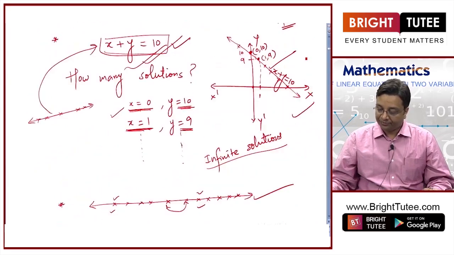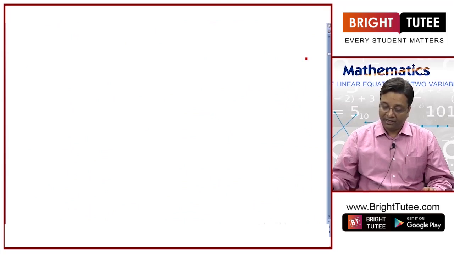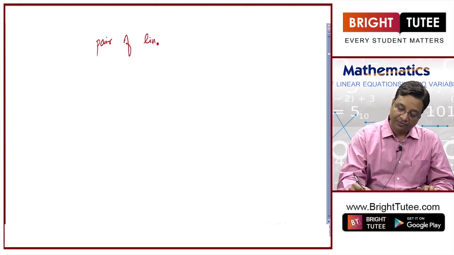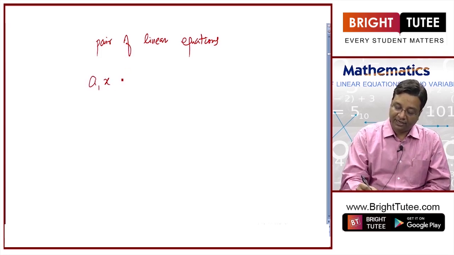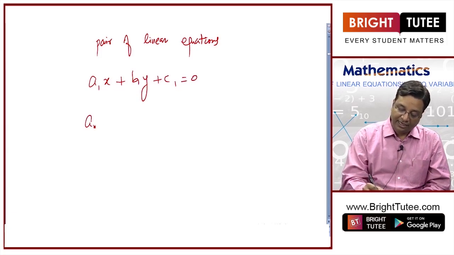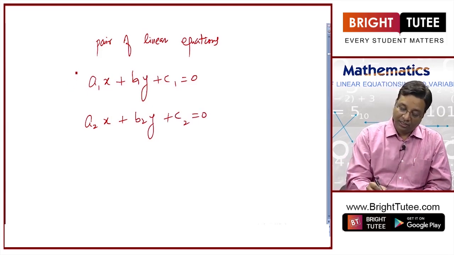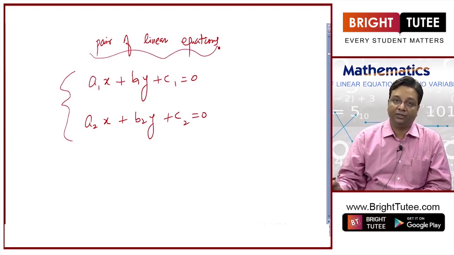Now these are certain points I wanted to bring to your attention. Now we need to talk about pair of linear equations in this chapter. So let us say one line is a1x plus b1y plus c1 equal to 0, and a2x plus b2y plus c2 equal to 0 is another line. So combined, these two lines are known as a pair of linear equations.